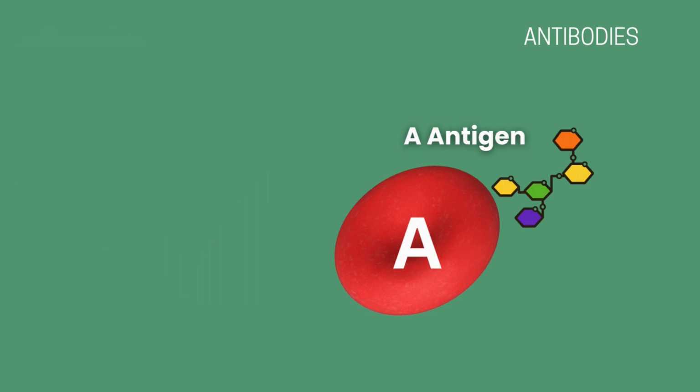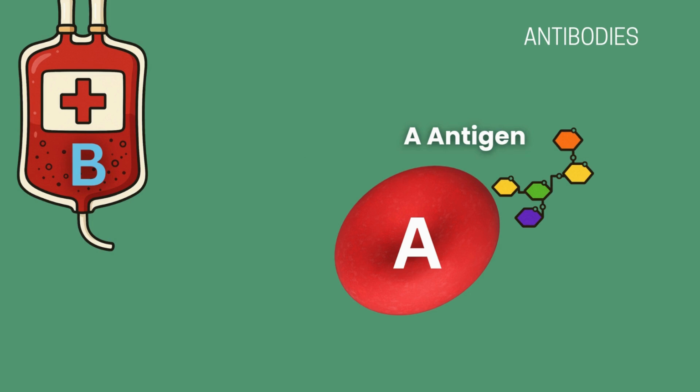If, however, you give a type A blood patient type B blood, they will have a reaction. The person receiving the donation has A type antigens on the surface of their red blood cells, while the donor blood has B type antigens on its surface. The recipient's body will recognize these B antigens as foreign and mount an immune response, leading to an agglutination reaction.